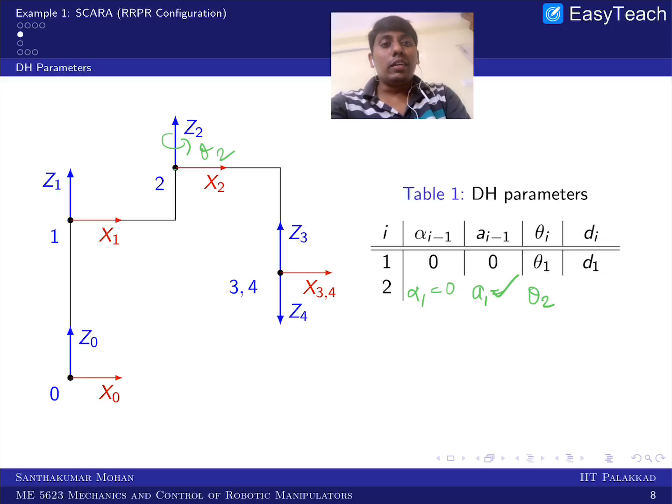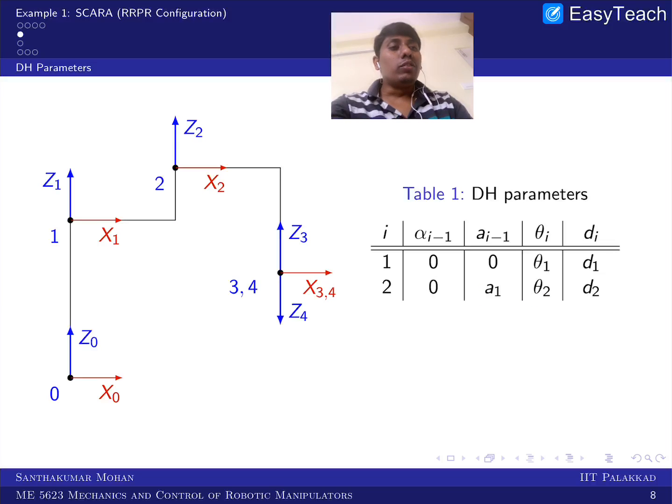And you can see that between the 1 and 2 frame, there is a horizontal distance as well as a vertical distance. This vertical distance is covered along Z2, so that comes under D2. So now we have done that, right? Now coming to the third axis, or third frame, you can see Z2 and Z3 are parallel with respect to x2 and in the same direction, so in the sense alpha 2 is 0, and A2 is actually there because along x2 there is a distance.